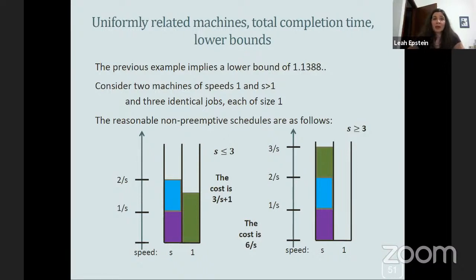So let me show an example here for just two machines. If there are three identical jobs, there are actually two reasonable non-preemptive schedules. And which one is better depends on the speed ratio. So you can see one schedule on the right-hand side where all jobs run on the fast machine if it's very fast, or one job is on the slow machine. And we don't need to guess, we have an algorithm for finding an optimal solution.